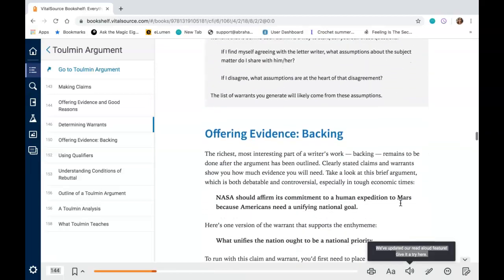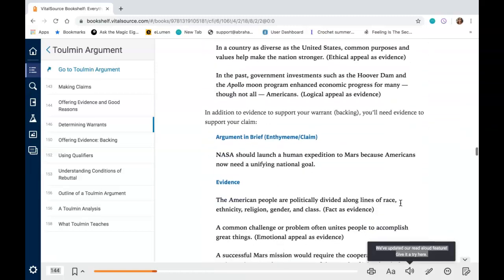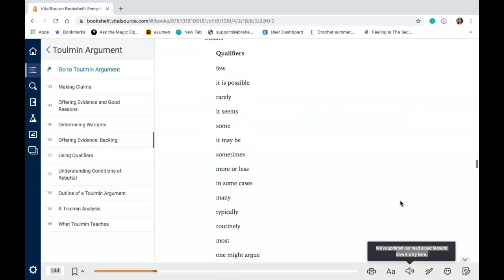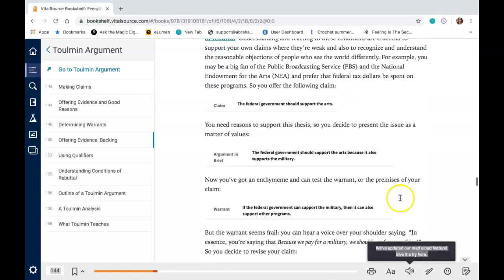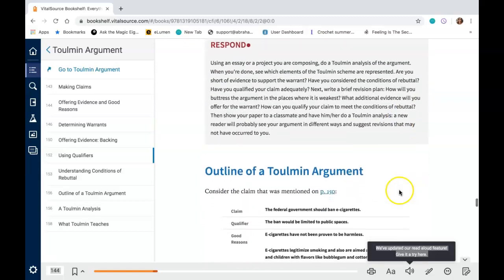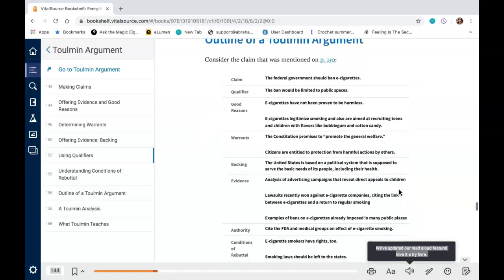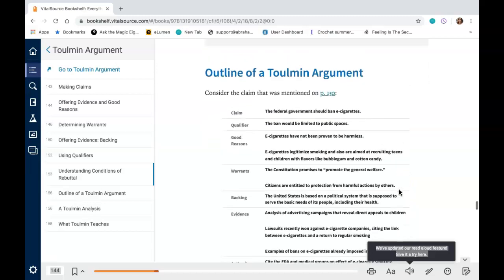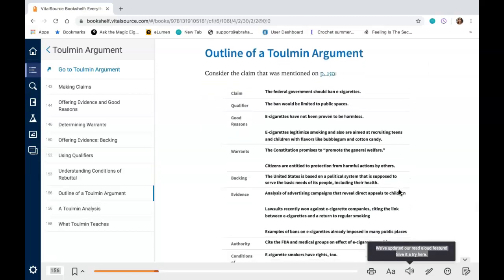So I want to move down here. You can read all of this by yourself, but I want to move over towards the end of this where you see that there's an outline of the Toulmin argument. So the federal government should ban e-cigarettes. The ban would be limited to public access.